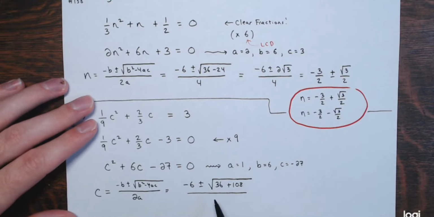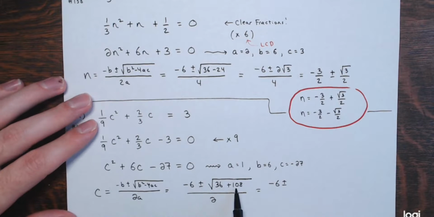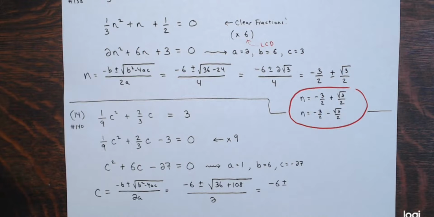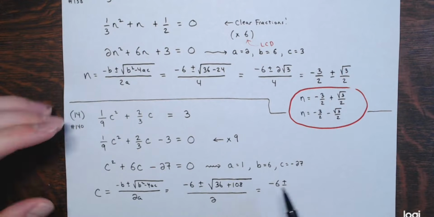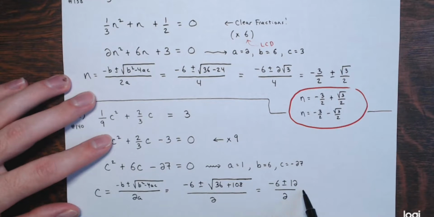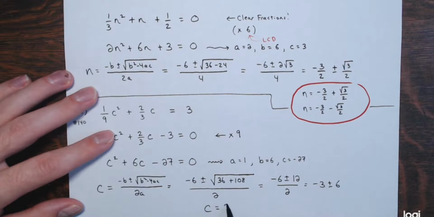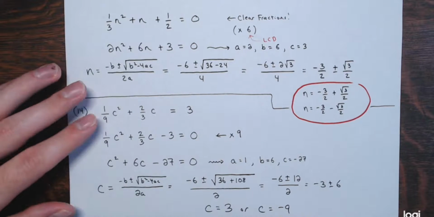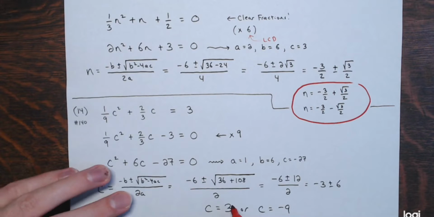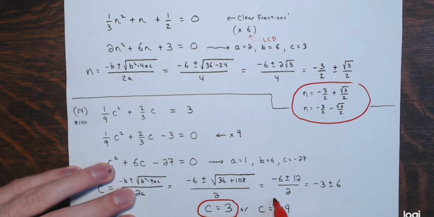Yeah. And then divided by 2 times A. 2 times A is just 2 times 1, that's 2. So that's -6 plus or minus. Now 36 plus 108 is 144. And the square root of 144 is 12. And then dividing each of these by 2, we get -3 plus or minus 6. Right? So the solutions here are, one is -3 plus 6, which is +3. And the other one's -3 minus 6, which is -9. So the two solutions to this equation are +3 and -9.